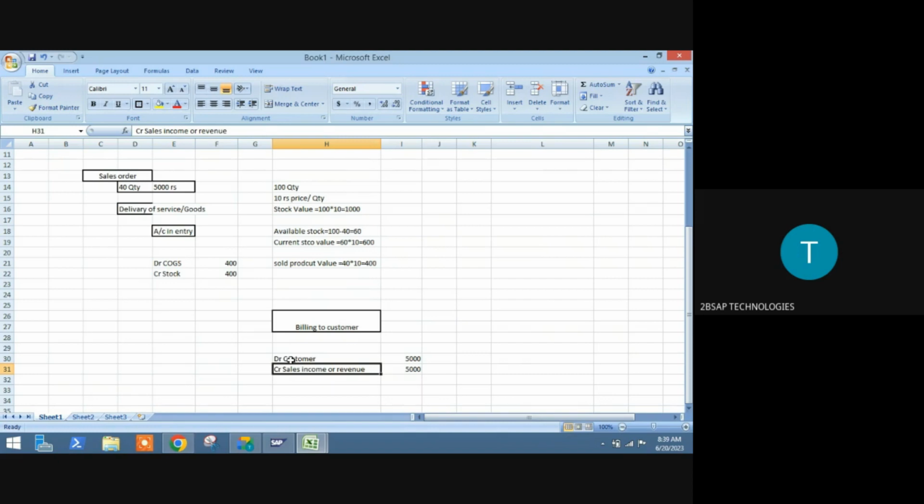Clear? Now you have raised an invoice to the customer. Immediately what will he do? Now he has got the bill. Based on the bill, what will he do? He will make the payment. So now, what is your next thing, sir? Payment receipts from the customer.